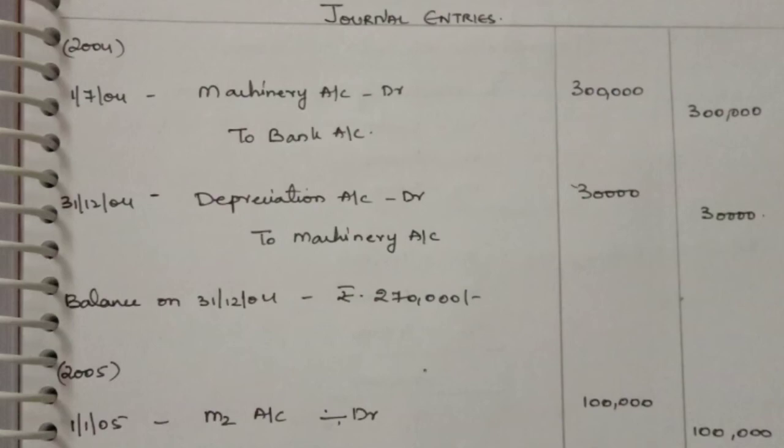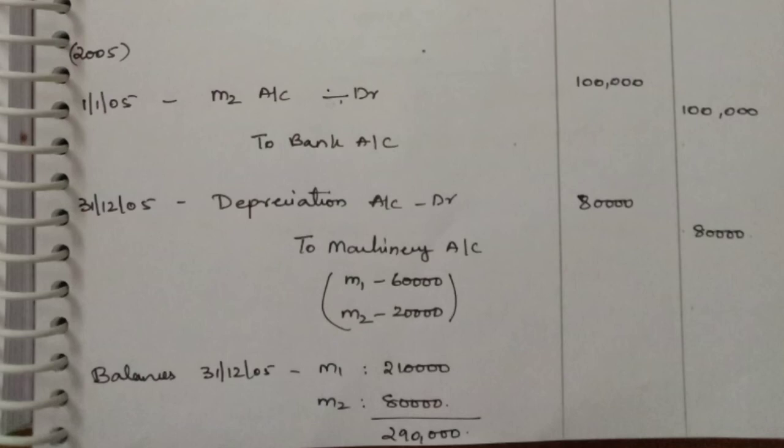And in the year 2005, on 1st January 2005 you are purchasing machinery 2. So machinery 2 account debit to bank account 1 lakh. And next, no other transaction. So as on 31st December 2005 you need to take the depreciation for machinery 1 and machinery 2. Depreciation account debit to machinery account. Machinery 1 60,000, machinery 2 20,000. Take it from the working notes. So you will get 80,000 as total depreciation. And the next balances you will get from the working notes only. Machinery 1 2,10,000, machinery 2 80,000.